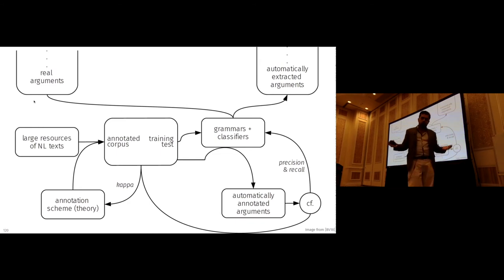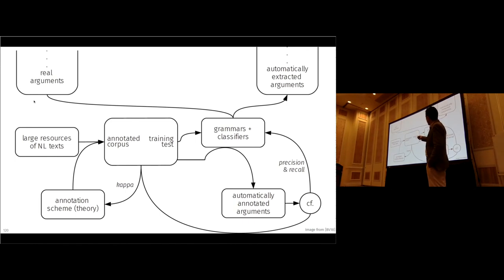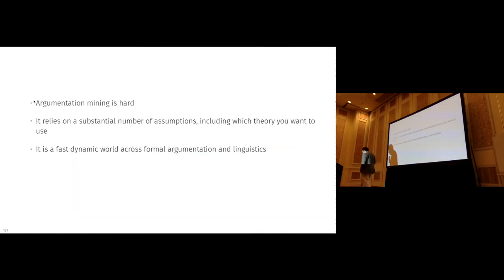But once you have all of this, only if you have all of these, then you can actually go from a real argument back to an automatically extracted argument. So the summarizing point here is that argumentation mining is hard and far from being solved. It's not yet solved for a variety of reasons, including the fact that we do not have very good corpora.